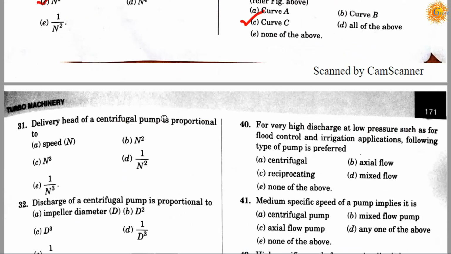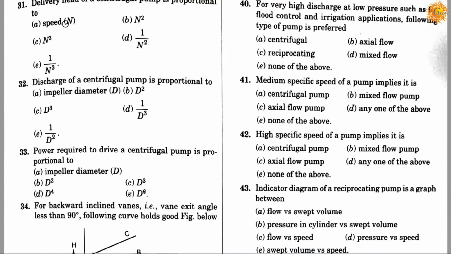Question number 31. Delivery head of a centrifugal pump is proportional to option A speed N, option B N square, option C is N cube, option D 1 upon N square, option E is 1 upon N cube. Correct answer is B. It will be N square.